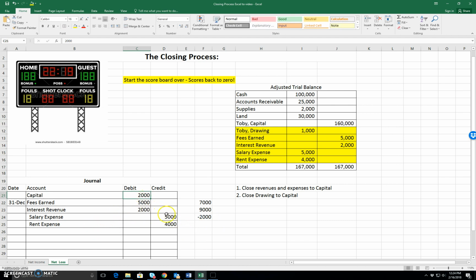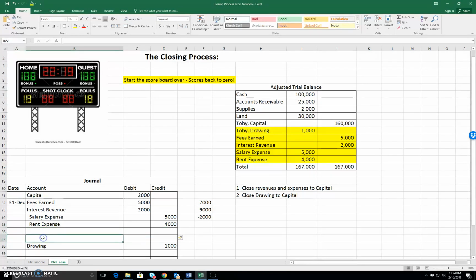Before I move on, I always want to make sure that my debits equal my credits. So if I add up my debits, they equal 9,000. If I add up my credits, they equal 9,000. So I'm good with my step number one. All right, step number two says close drawings to capital. So drawings has a normal debit balance, so it has $1,000 in it. So I need to credit drawing to get that balance down to zero. And then I'm going to close that to capital, which is also going to reduce capital.